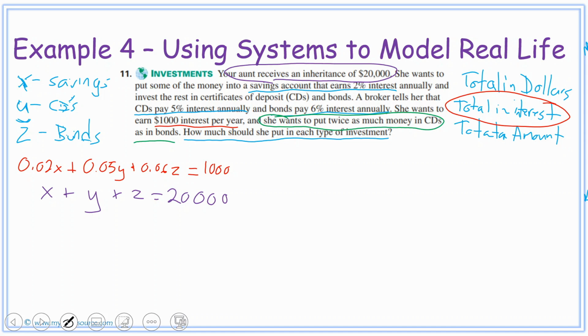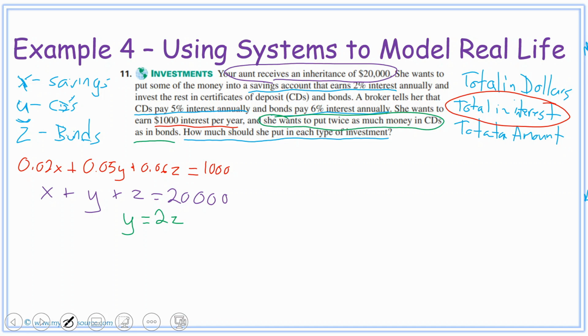But if she has twice as much money in CDs as in bonds, and CDs represents Y, we could literally write that. In terms of CDs, she has, which means equals, twice as much money as she does in bonds, which is Z. So now we have three equations. And we can now use our understanding to go ahead and solve. And we could use this a little bit faster because it gives us y equals 2z. All right, so let's go ahead and work this out.